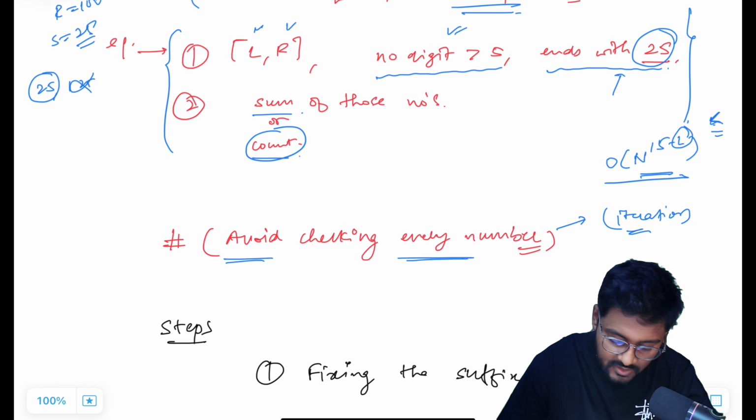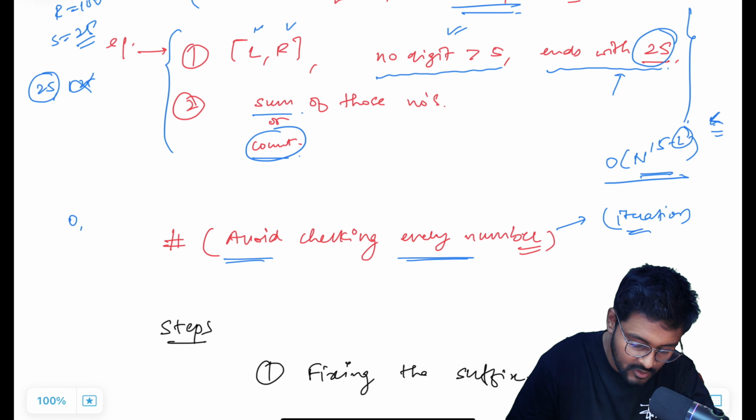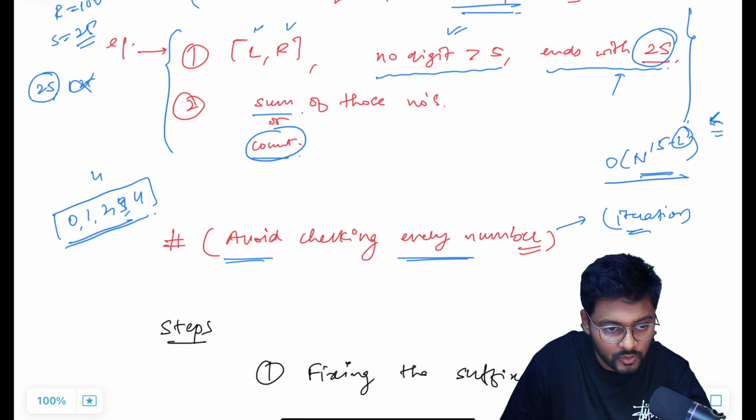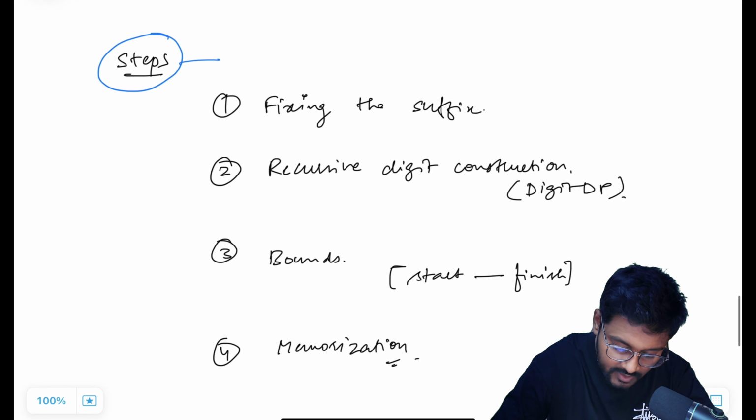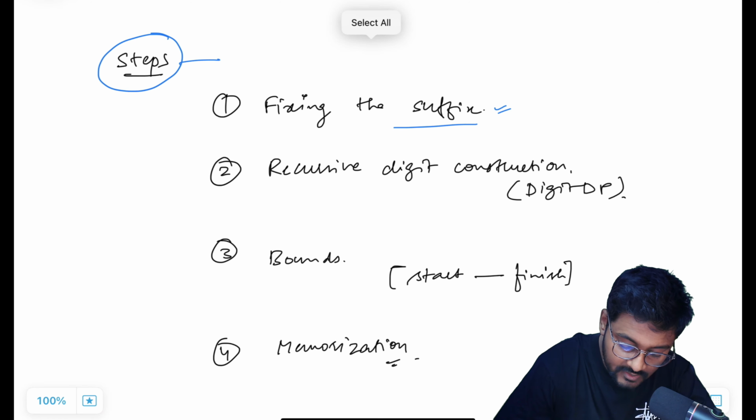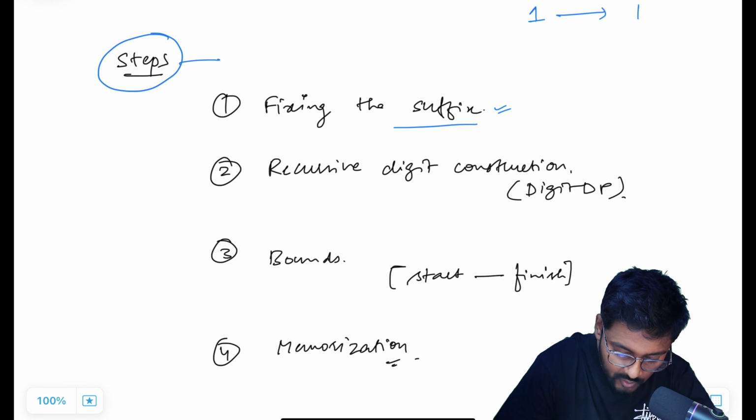So we have to avoid iteration, and whatever our limit is, let's say 0, 1, 2, 3. If the limit is 4, the digits should be less than or equal to 4. So use all of these digits and try to generate the number. Let me show you the steps. What are the steps? First of all, the suffix is fixed. Let's say the number range is 1 going till 1000, and the valid suffix is 125. We can directly fix the suffix 125.